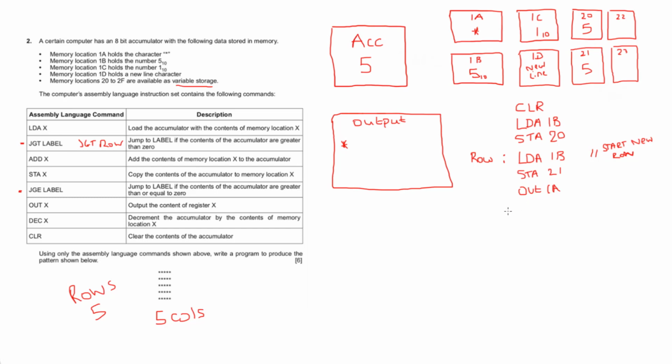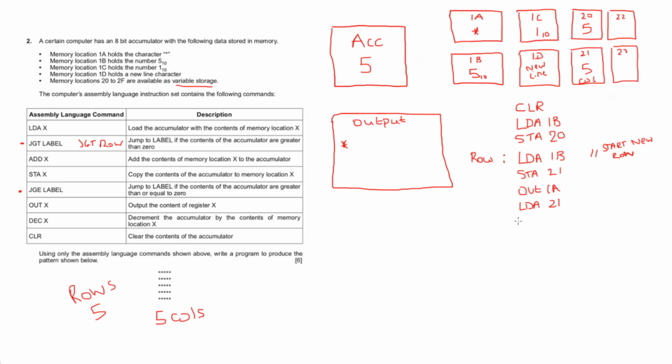Then what I'll do is, once you've outputted the star, load this. Let's say this one was for columns. Let's use this one for columns. We load 2-1 onto the accumulator. So I'll write my command for that: LDA 21. Load that onto the accumulator. So there you go, 5's on there.